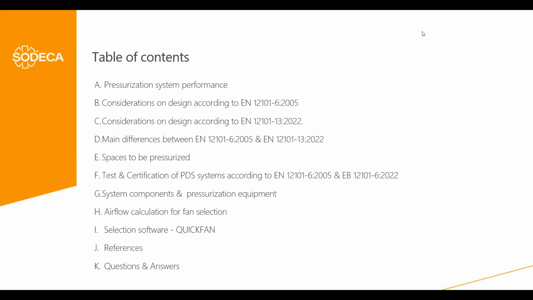We will see the main differences between the old standard and the new standard. We will talk about the spaces to be pressurized. We will talk about the test and certification of the pressure differential kits, according mainly to the new Part 6 2022. We will do a review of the system components and pressurization equipment required for a whole system, and we will go for calculation using our QuickFind fan selection software. There are some references at the end, and of course, if you have questions, you can put them later.